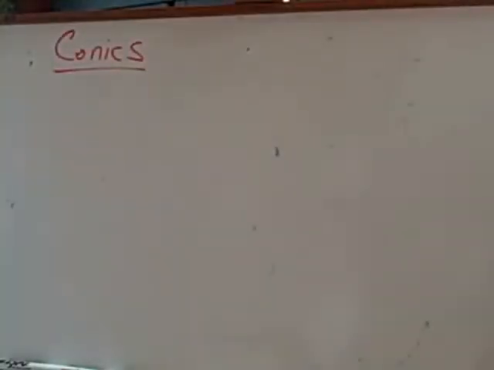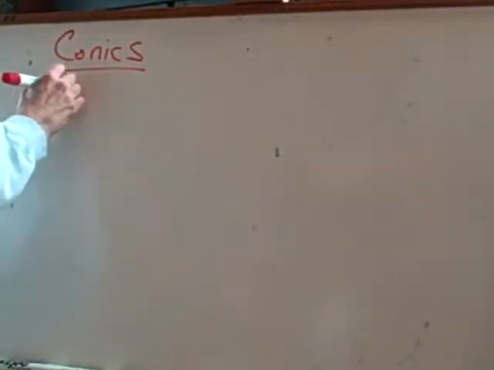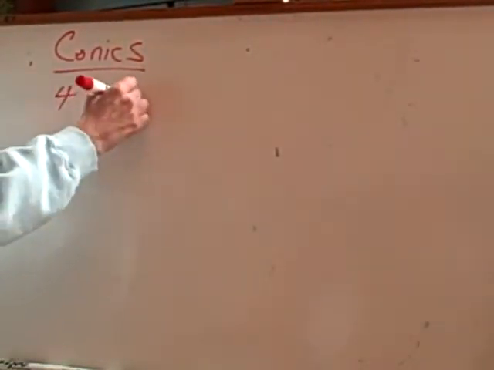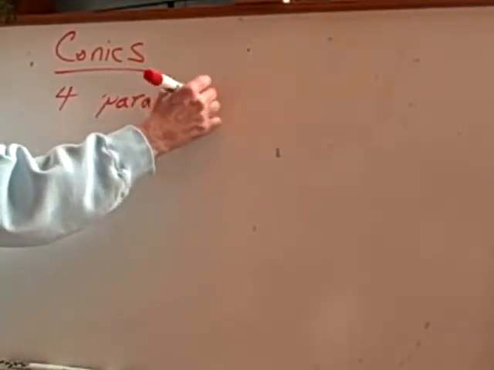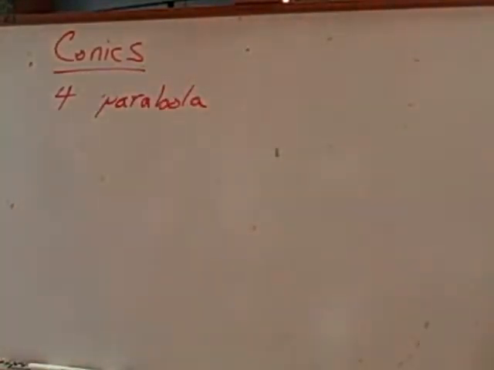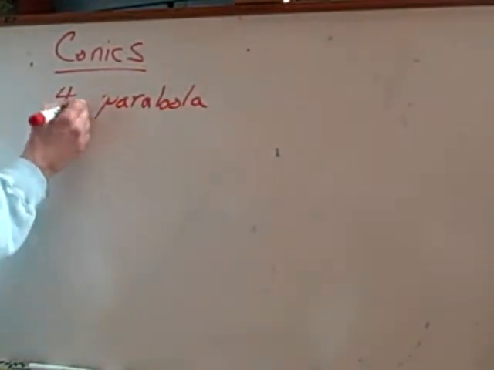All right, this is our introduction to conics, and there are 4 conics that we're going to be looking at. The first one is called a parabola. You've seen a parabola before, but when we're talking about it in conics, we look at it a little differently.